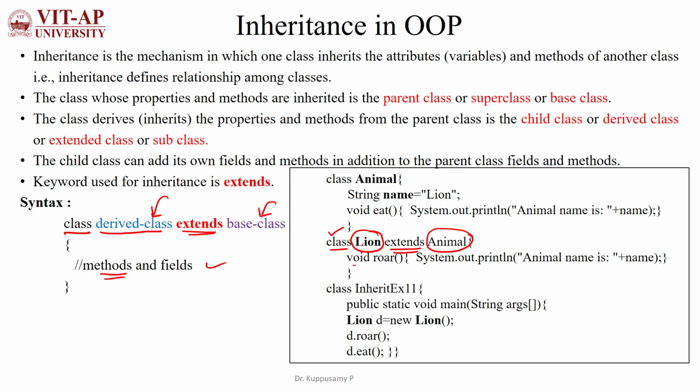Inside that we are defining a method, and this method has only a single statement, System.out.println, just printing the variable which is declared and initialized in the parent class animal. So these two classes have a parent child relationship. That relationship is given by the inheritance concept in object oriented programming.